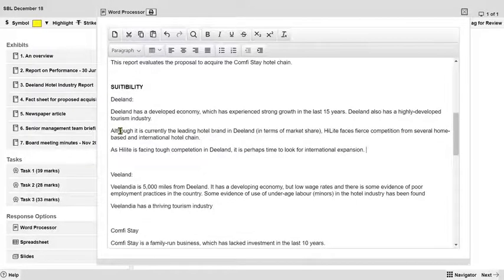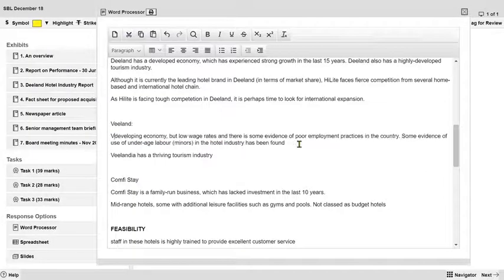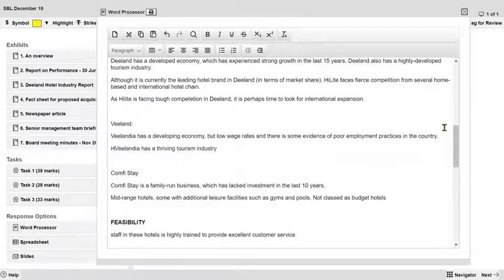Okay. Now something about V-land. Villandia is 5,000 miles from D-land. I don't like this thing. I would say Villandia has a developing economy but low wage rate, and there is some evidence of poverty in the country. Enough, no repetition. But I would say, on the positive note, Villandia has a thriving tourism industry which will benefit us if we decide to enter Villandia. What do you think? Very simple conclusion, not a conclusion, but how does it impact me or my decision?